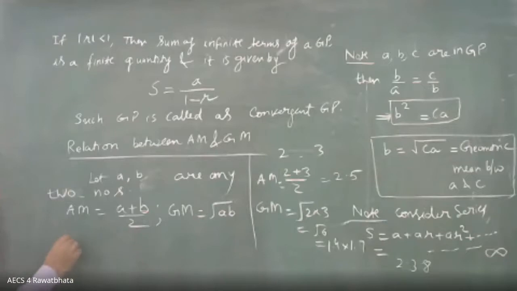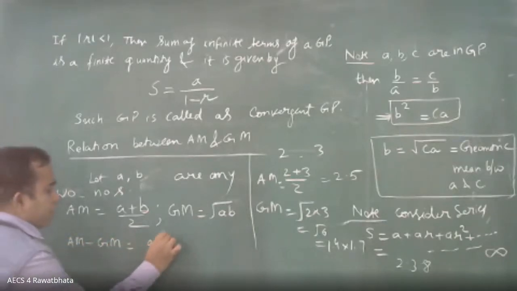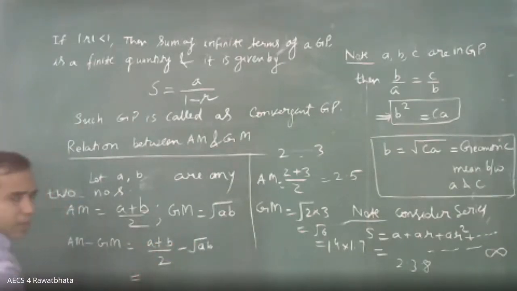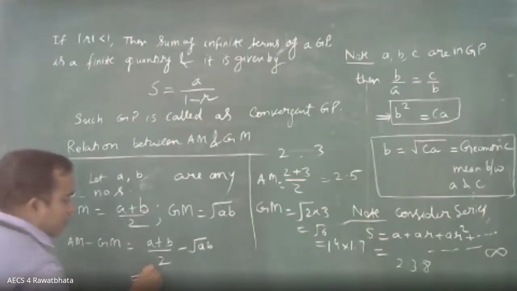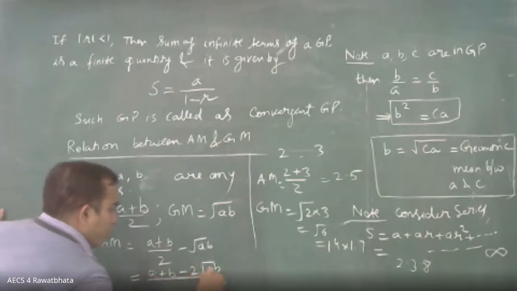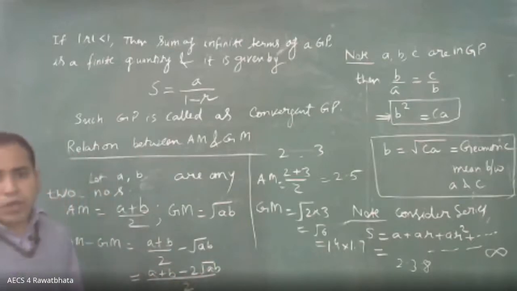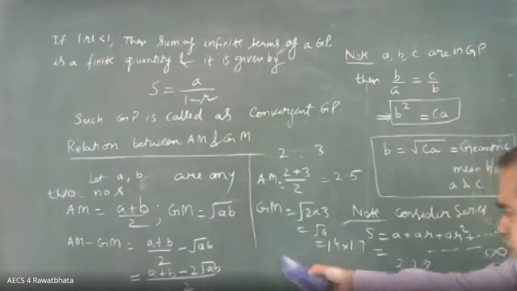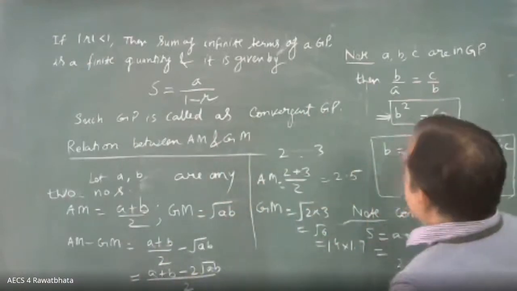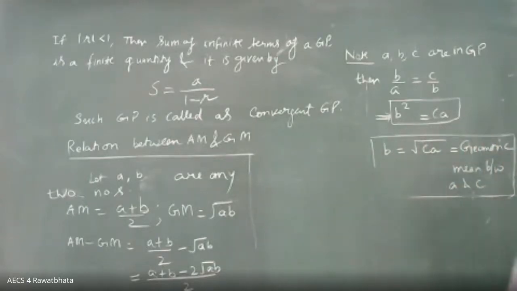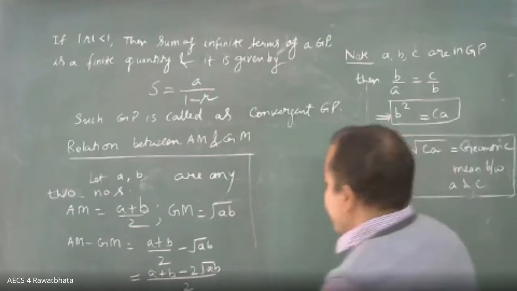You see that AM minus GM, if I do, it will be A plus B whole by 2 minus root AB. And if I take LCM, it will be A plus B minus 2 root AB whole upon 2. And X plus Y minus 2 root XY. This is some familiar term. Can we create it? Absolutely, it is root A minus root B whole square.